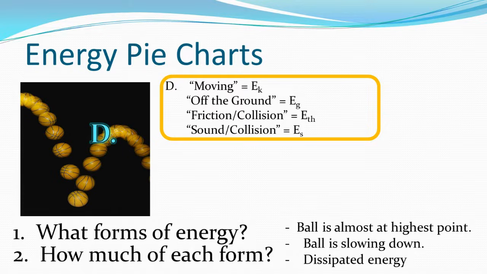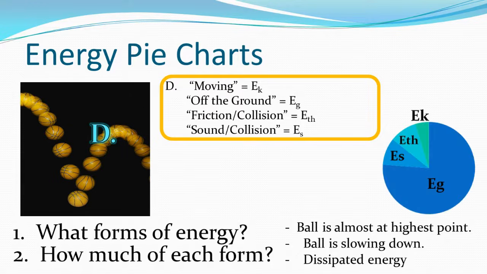So that means we have mostly gravitational energy. We know at the top point of its height, it's going to stop, so it's going to have zero kinetic energy. So we're going to have low kinetic, high gravitational. The dissipated energy that we saw at point C is going to be the same amount. We're not continuing to have friction. We're not continuing to see sound. So the ball is not dissipating any more energy until the next collision.